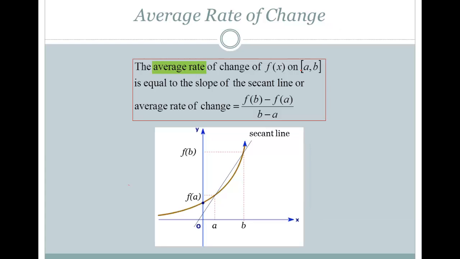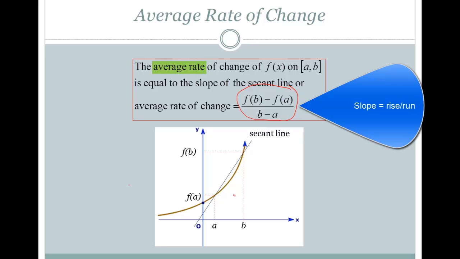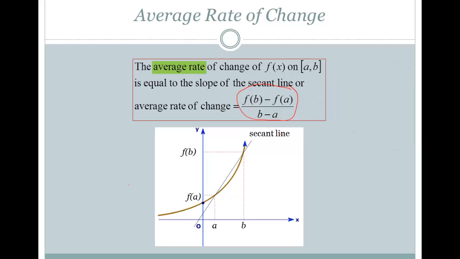And this equation right here is just our slope rise over run equation. Where my rise is going to be f of b minus f of a, and my run is going to be b minus a. So when we start talking about the average rate of change of a function, we're just looking for the slope of the secant line between those 2 points. In order to find average rate of change, I always need to have 2 points.